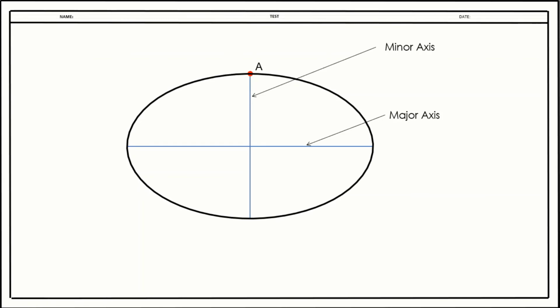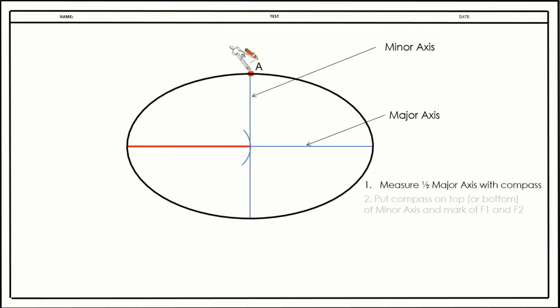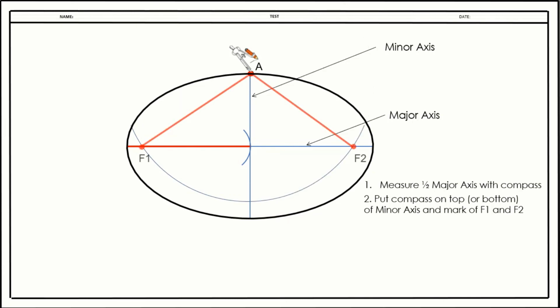So one more time for a recap before we finish. How do you get your focal points? Well, you get your compass, set it to half the major axis, move it to the top or bottom of the minor axis, and there you swing an arc. Where the arc cuts the major axis will find you your two focal points.